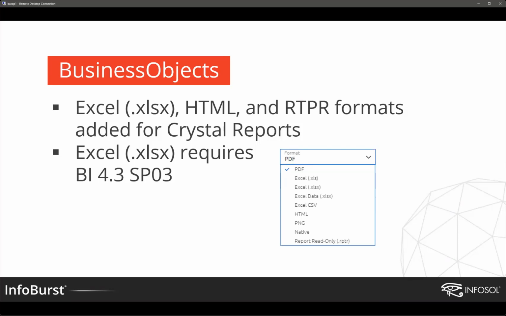So in later 4.2 versions, SAP introduced this new Crystal Reports 2020 format, which is Excel formatted. So it's the second option there, Excel XLSX. So that is new. It is now available, but it's not available to third parties like InfoBurst from an SDK perspective until BI 4.3 SP03. So if you are interested in this format, then you'll need to get current on the Business Objects side of things to leverage that new format. And hence the second bullet point there.